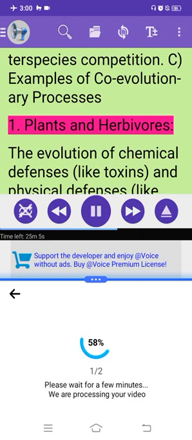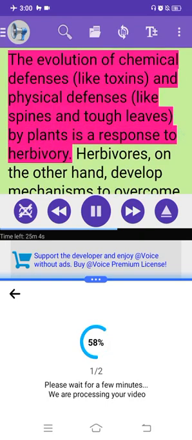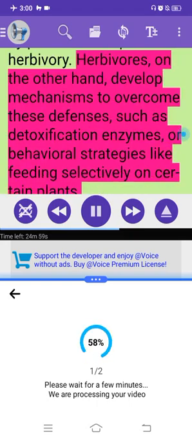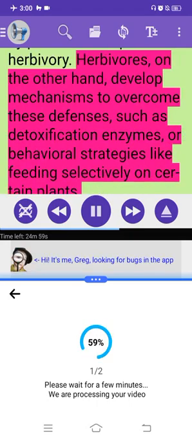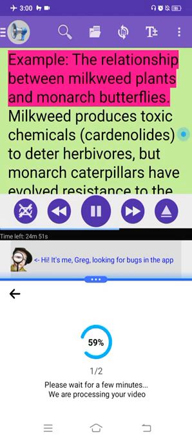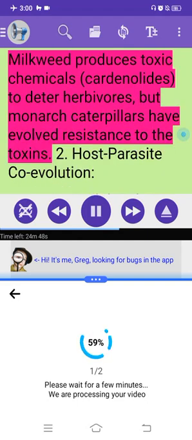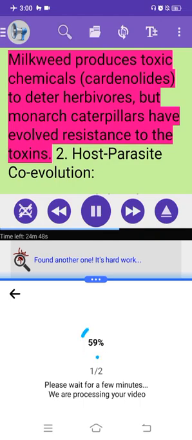1. Plants and herbivores. The evolution of chemical defenses, like toxins, and physical defenses, like spines and tough leaves, by plants as a response to herbivory. Herbivores, on the other hand, develop mechanisms to overcome these defenses, such as detoxification enzymes, or behavioral strategies like feeding selectively on certain plants. Example, the relationship between milkweed plants and monarch butterflies. Milkweed produces toxic chemicals, cardenolides, to deter herbivores, but monarch caterpillars have evolved resistance to the toxins.